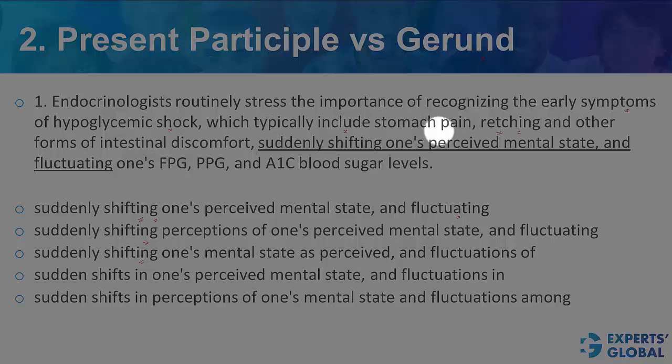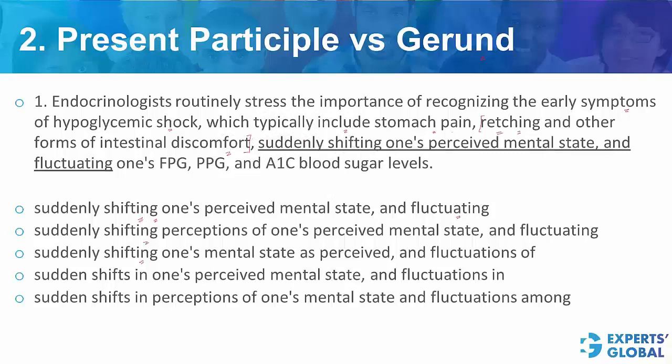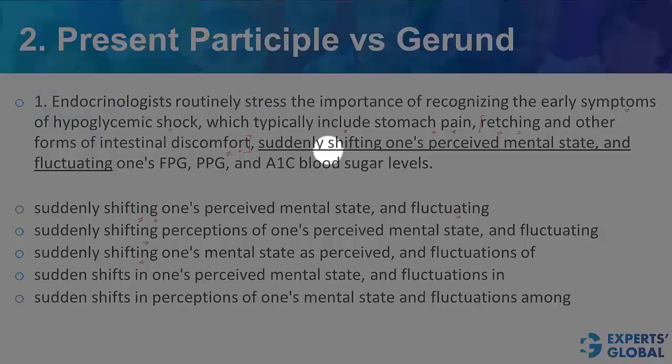First example here is stomach pain, a noun here, retching and other forms of intestinal discomfort. This is a noun phrase. From here to here, the noun here is discomfort. So see, the symptoms include certain pain, certain discomfort, and therefore you need a noun here. Answer choices which use a verb shifting are not going to be correct.